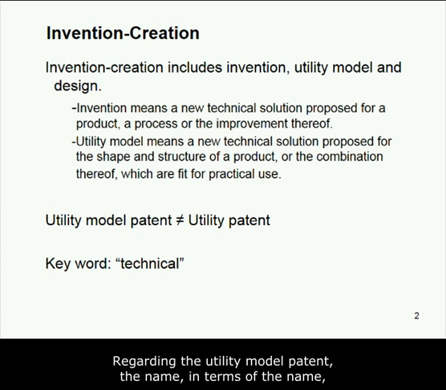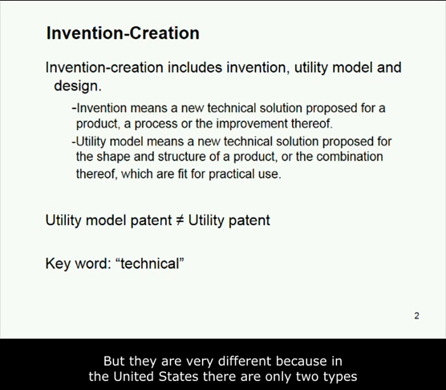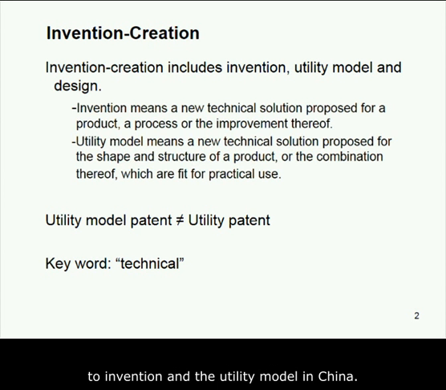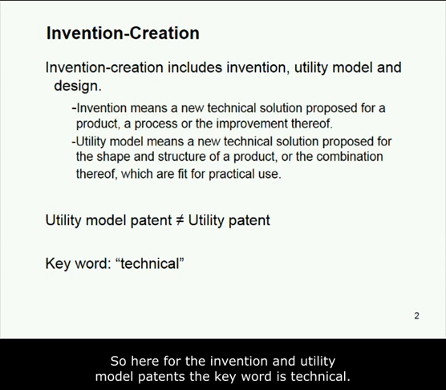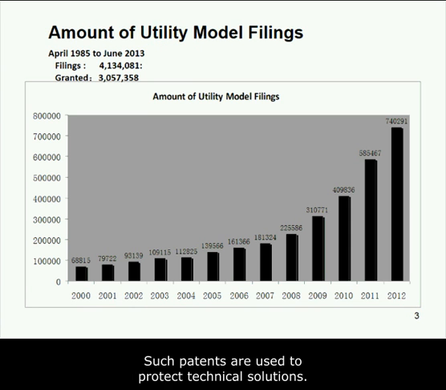And the utility model patent, in terms of name, is similar to the utility patent from the United States, but they are very different because in the United States, there are only 2 types of patents, utility patent and design patent. So somehow you can consider the utility patent equals to invention and the utility model in China. So here for invention and the utility model patents, the keyword is technical. Such patents are used to protect technical solutions.